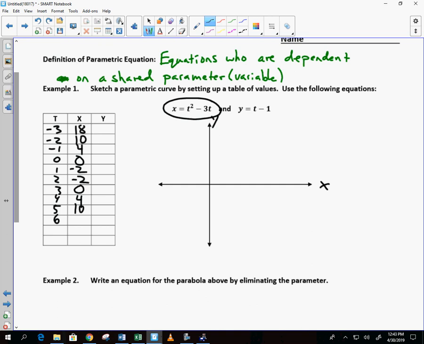And 6 squared is 36. Minus 18 is 18. Are we okay with those sets of values? How do we generate the y values?